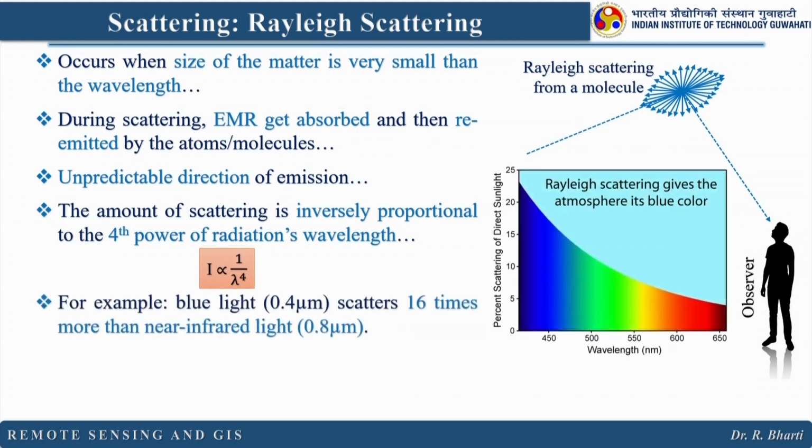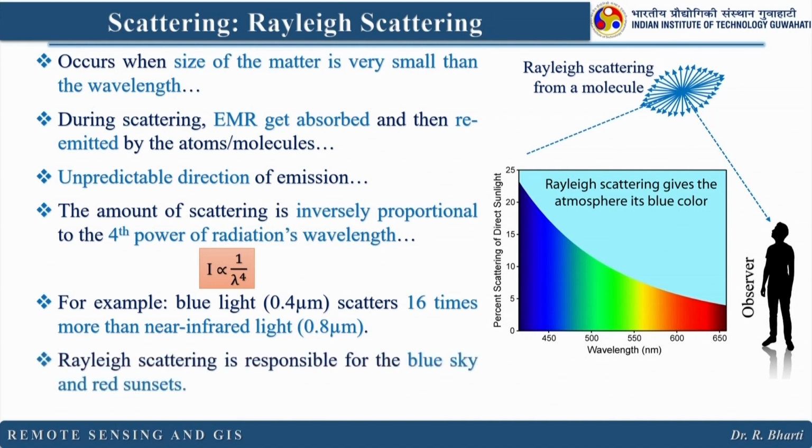And here for example, blue light, which is basically 0.4 to 0.5 micrometer, scatters 16 times more than near infrared light, which is 0.8 micrometer in this case. And Rayleigh scattering is responsible for the blue sky and red sunsets.